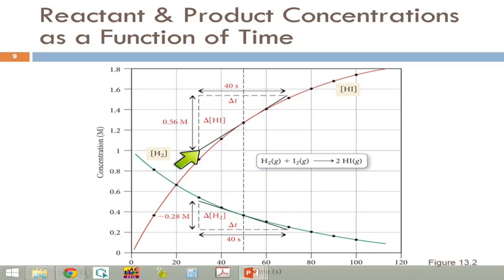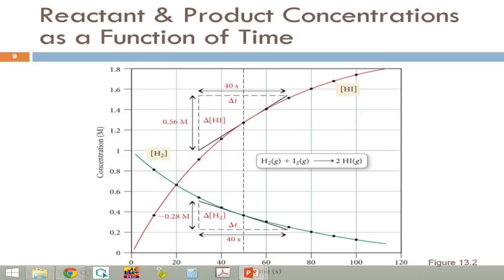And so here on the y-axis, we can measure the change in the concentration by taking this concentration and subtracting this one. So that looks like 1.56 minus 1, so that's a difference of 0.6 moles per liter. And then the change in time. Here at this point, we are at 30 seconds, and then we're going up here to 70 seconds. So the change in time is 40 seconds.